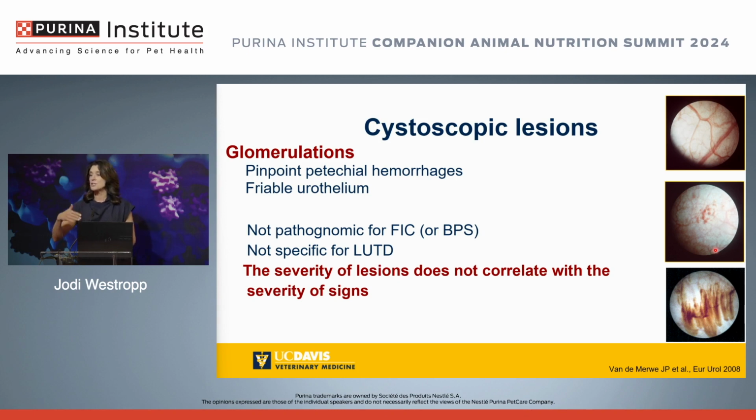Now, I mentioned glomerulations because these were actually considered pathognomonic for FIC, or interstitial cystitis in humans, and were required to be present to diagnose the disease and utilized in a lot of clinical trials. But we've subsequently found out it's not pathognomonic. It can be seen in a variety of lower urinary tract disorders and in non-urological diseases as well. So I don't really think we need to scope them. Finally, the severity of the lesions that we see doesn't correlate with the clinical signs that the cat's presenting for. So that doesn't really help us grade how impacted the cat is.